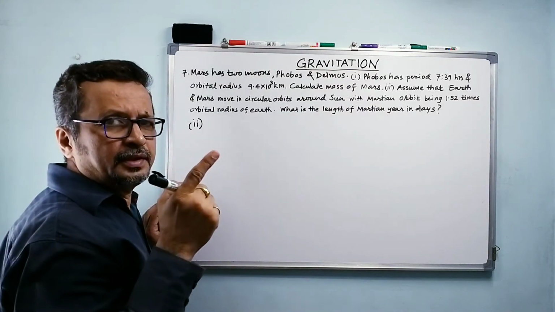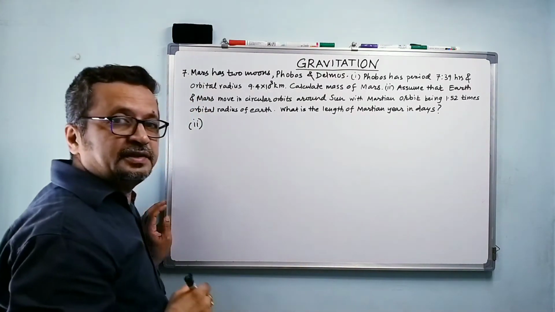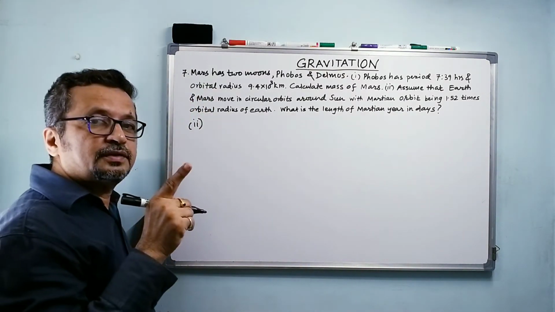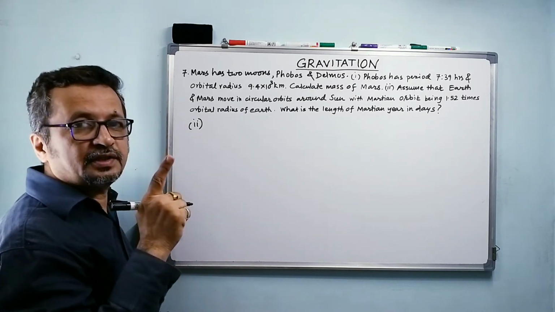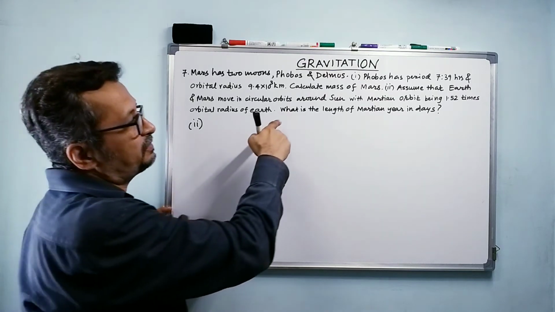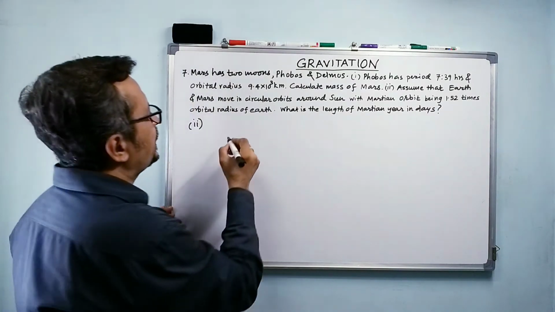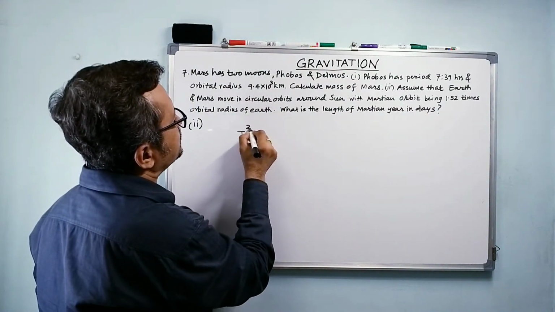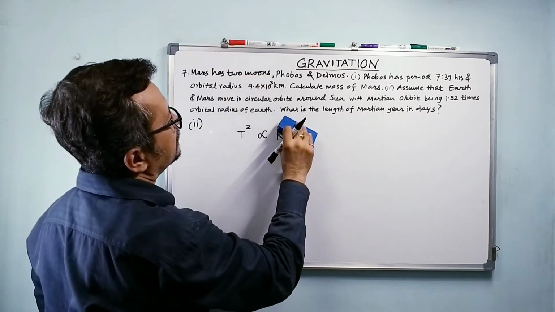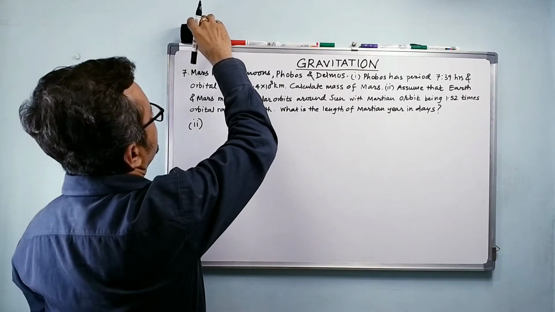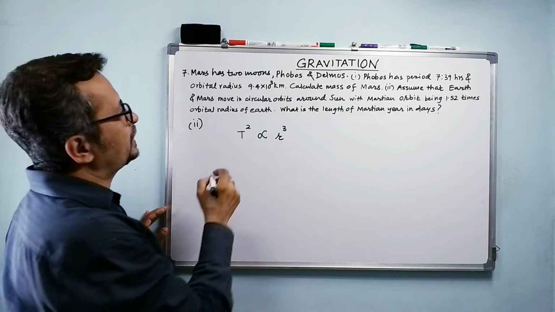Do we know the time period? What is the length of the Martian year in days? Now for Earth, the time period of rotation around the Sun is 1 year, that is 365 days, and they want us to find the length of the Martian year in days. Correct. So again we have to use this T square is proportional to r cube. Now this r I'll write as small r here.